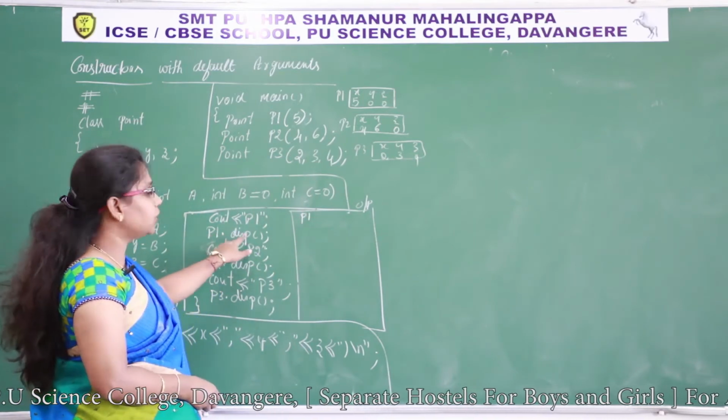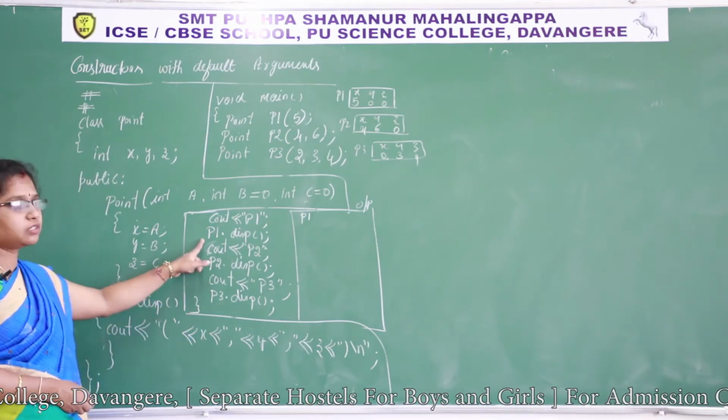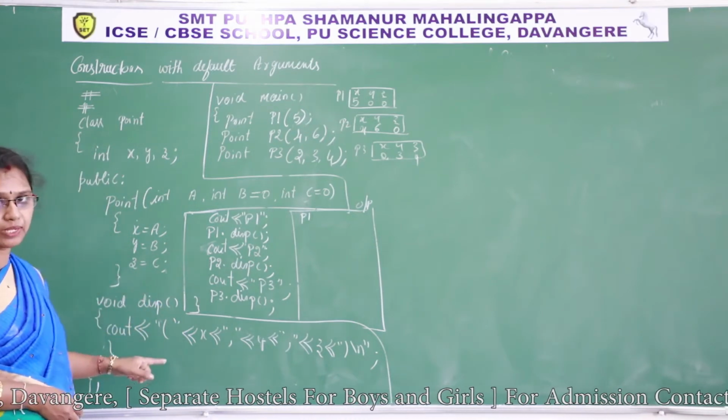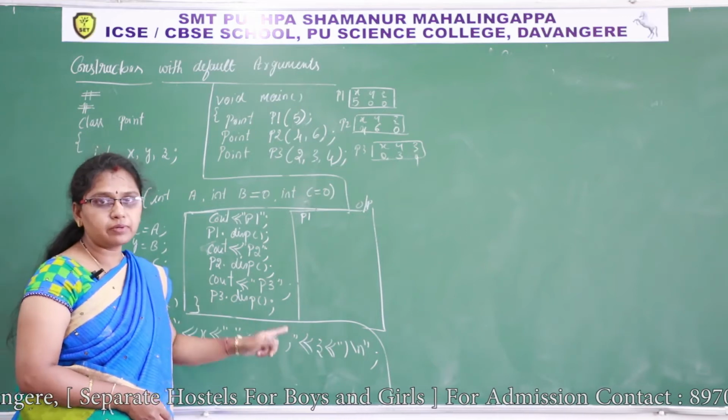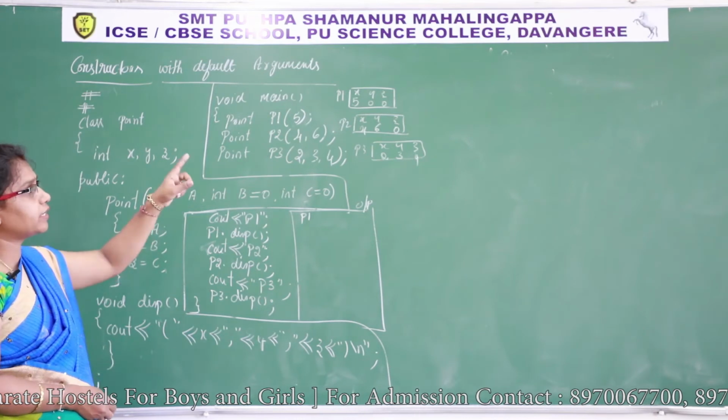After that, p1 dot display. You are calling the display function with the help of the p1 object. So the display function has to display the values or data members of which object? The p1 object. So what are the data members? x, y, z.